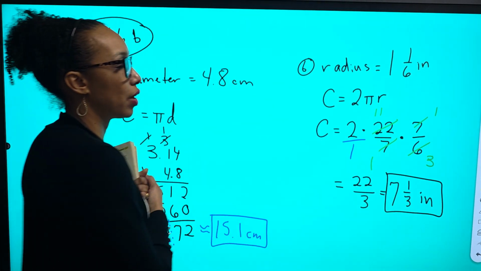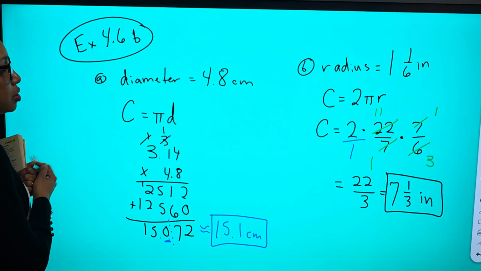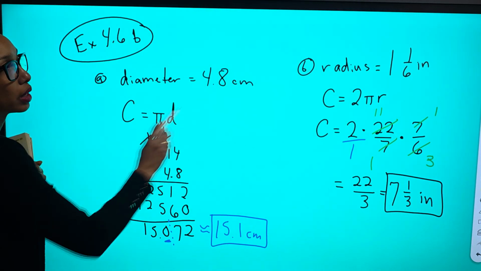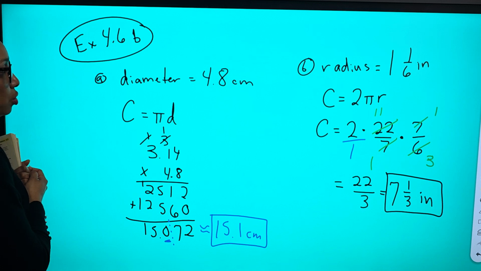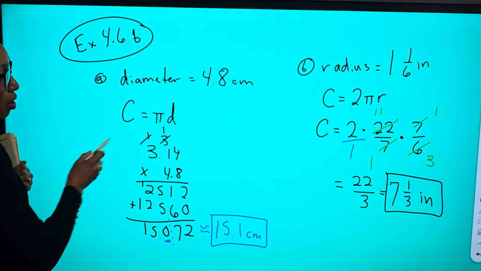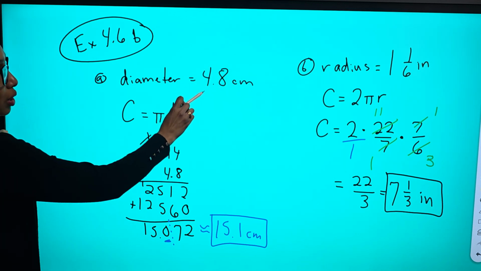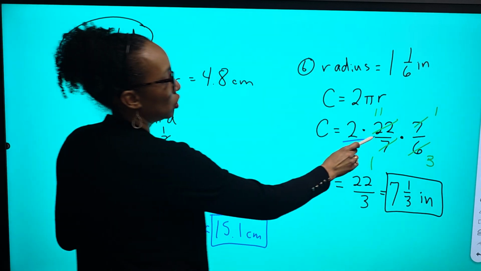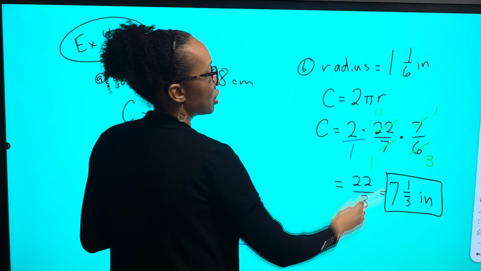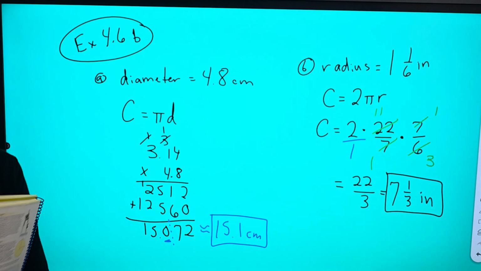So this is how we find circumference with diameter or with the radius. And again, notice we chose to use 3.14 when it was a decimal or whole number given to us. We chose to use 22/7 when they gave us a fraction. All right, we'll practice more in class.